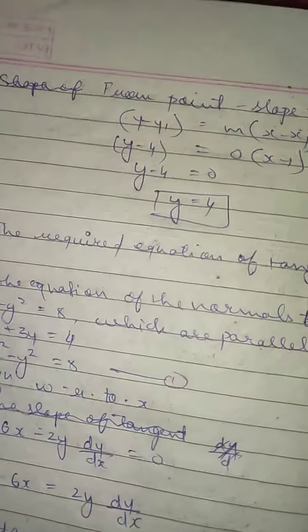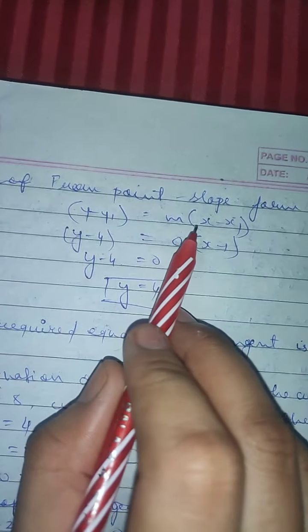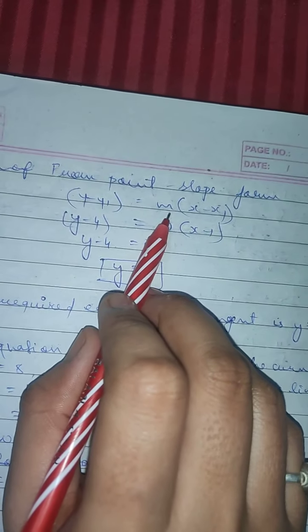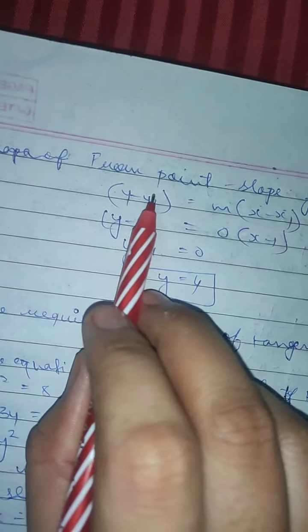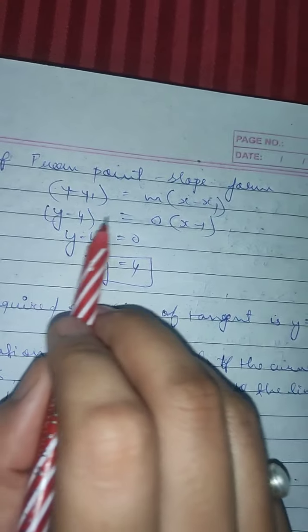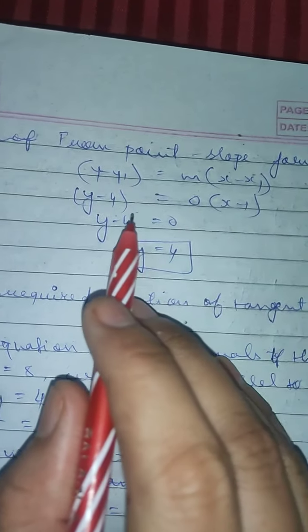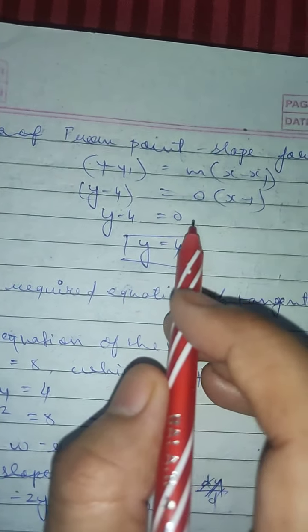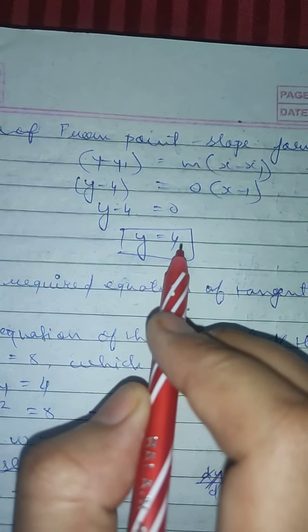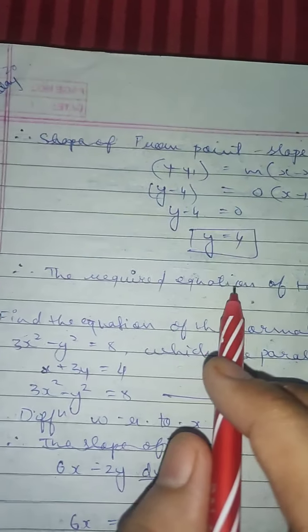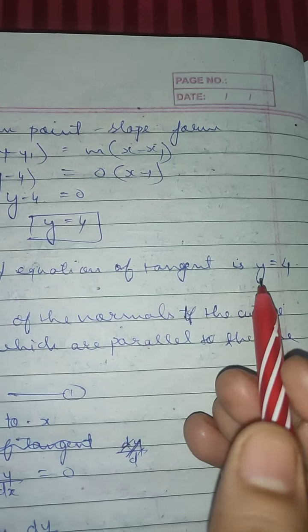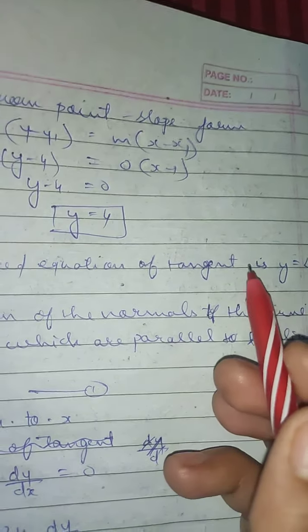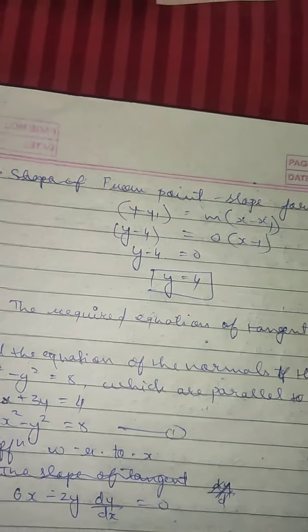So we know the equation of tangent formula: y minus y1 is equal to m into x minus x1. m means slope and that is 0. y1 means 4 and x1 we got 1. So 0 multiplied by this full bracket is 0, and minus 4 will come to this side as plus 4. So this is the required equation of the tangent, y is equal to 4. So this is how we have to find the equation of the tangent.